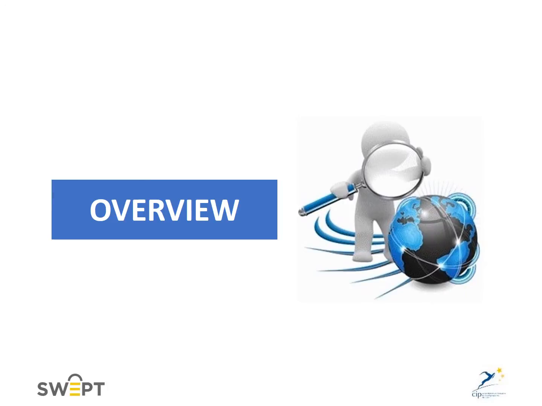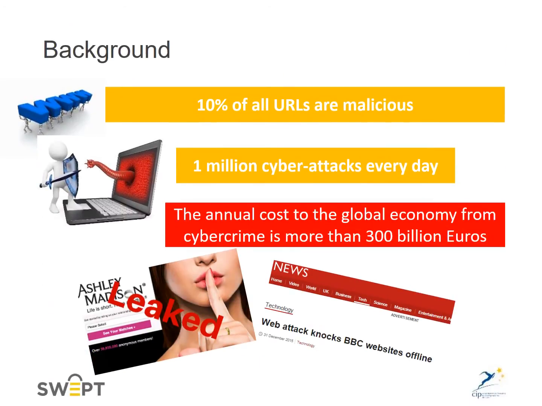To explain what the SWEPT product is and how the project came about, we'll first give you a little bit of background on the landscape as a whole. It's no secret that cybercrime is a huge problem and an increasing one, but what do we actually know? Well, we know a few facts. For example, we know that at least 10% of all URLs are malicious. We know that at least 1 million cyber attacks occur every day. And although it's difficult to quantify the exact effect on the economy, conservative estimates show that at least 300 billion euros of damage is done per year.